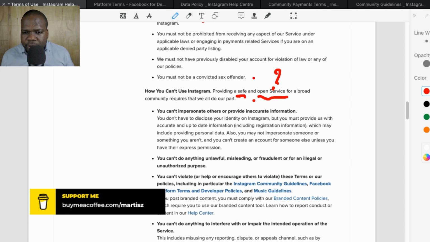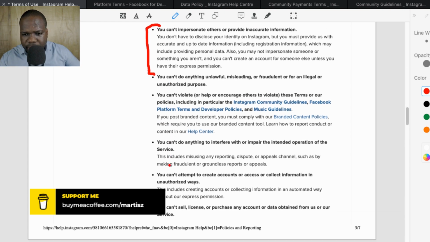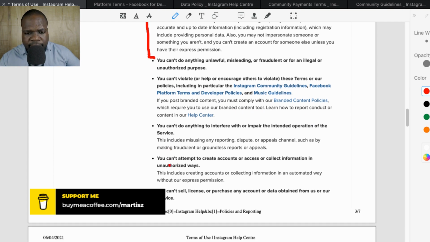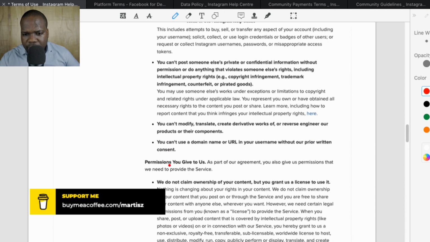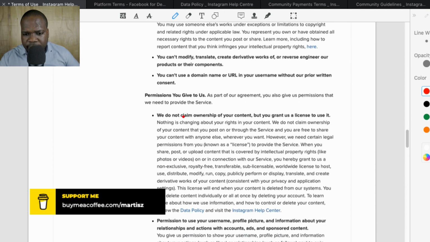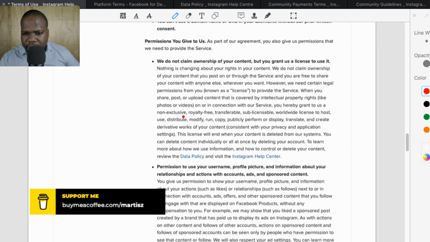You cannot impersonate others. A lot of people do that, but they do not take action fast enough. You cannot do anything unlawful, misleading, or fraudulent. I can understand why they're saying that. You cannot violate... this is all you can't do. You can, but they cannot do anything about that. Almost every time they say they cannot do anything about that. But okay, permission you gave us as part of the agreement.